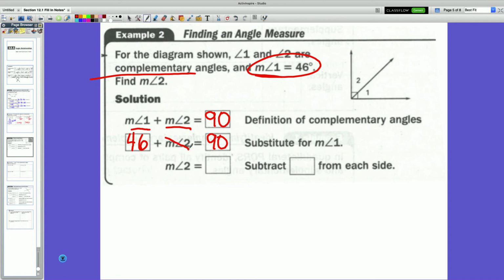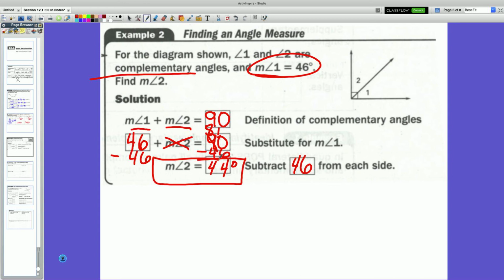You can think of this as like a big X. So how would I then get X by itself? Since I'm currently adding, I would subtract 46 from both sides. I'm subtracting 46. Have to borrow. 10 minus 6 is 4, 8 minus 4 is 4. So the measure of angle 2 is 44 degrees. Instead of writing measure of angle 2, like I said, you could write an X since that's what you're looking for.